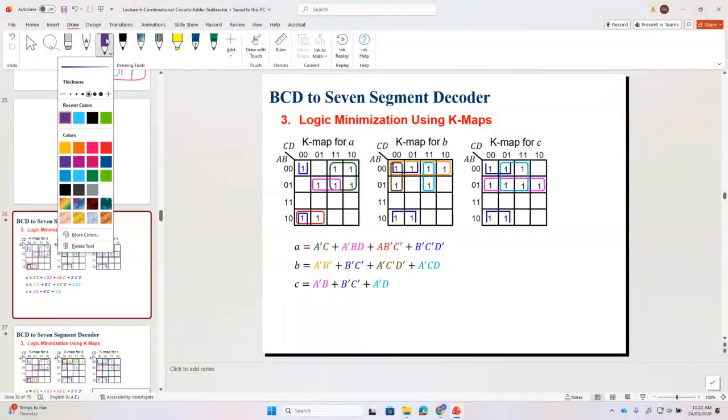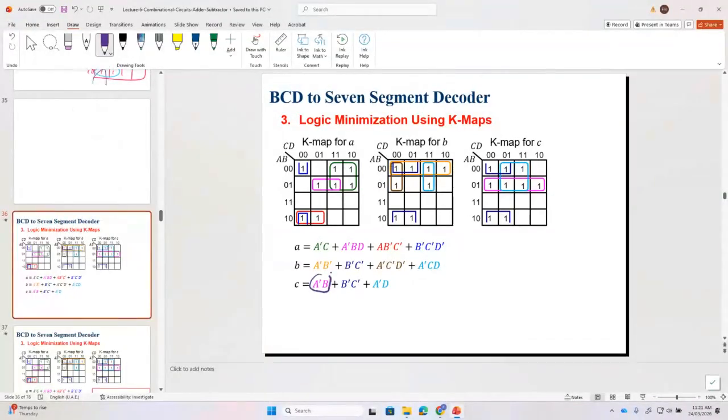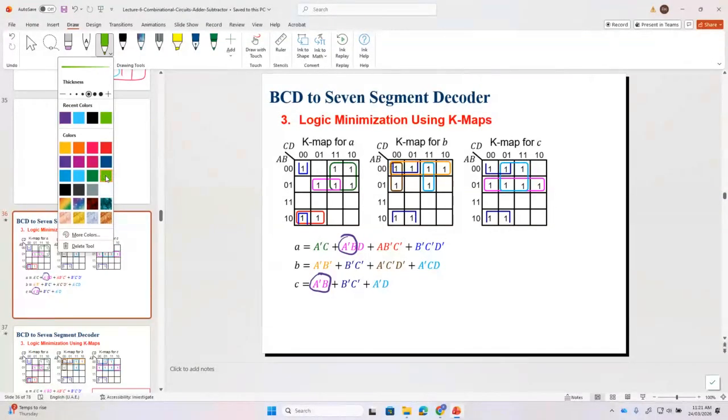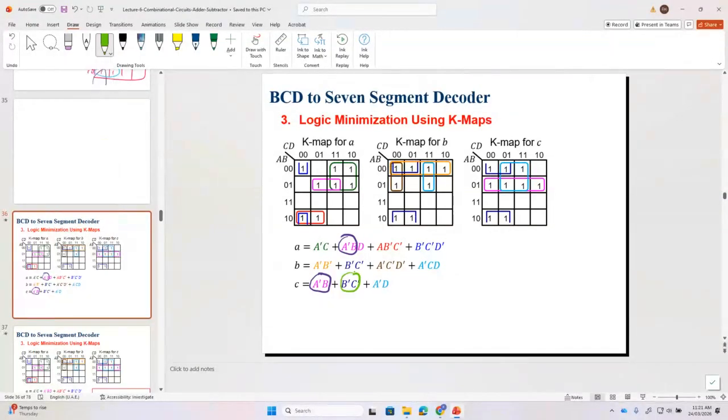Now I'm going to highlight the common terms. So basically, can you see here? This is the common term. Yes. A bar B is here. Any question? Is there any A bar B in your place? What is the other common term? Yes. B bar, C bar. C bar is another common term. So this is my common term.